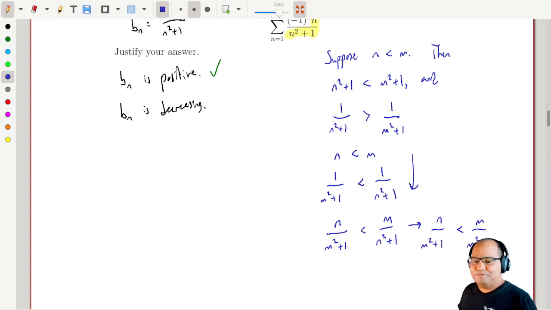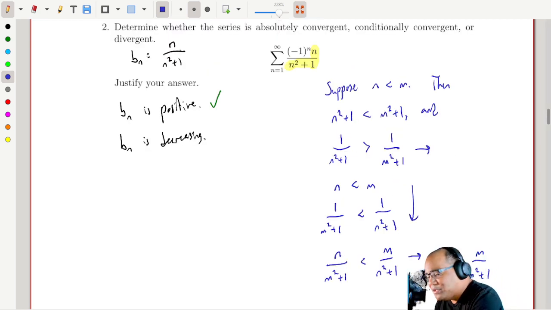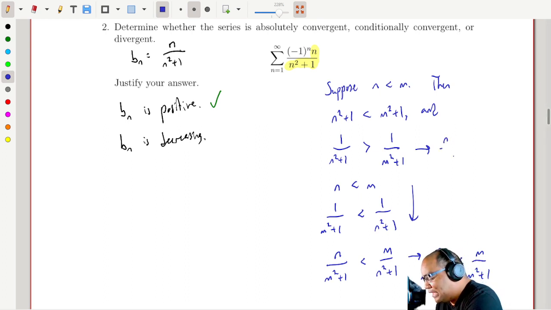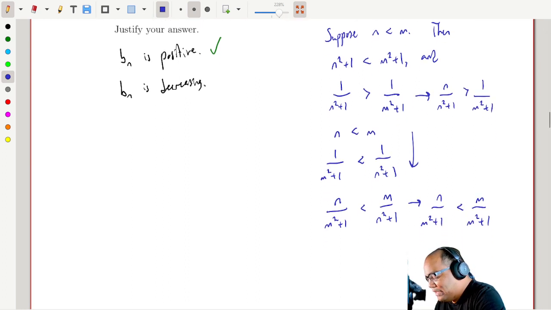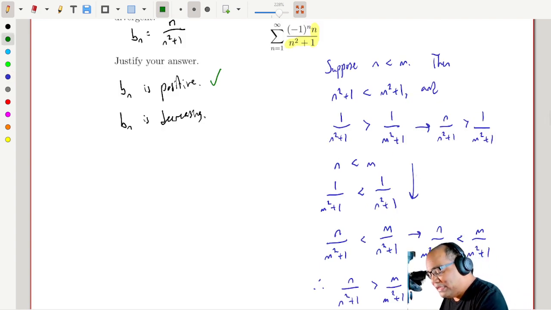Okay, and I can get a similar inequality here if I multiply by the inequality n is bigger than 1, because, well, the sum starts at 1 and n can only be 1 or larger. I obtain the following, that n over n squared plus 1 is bigger than 1 over m squared plus 1. And I can conclude that n over n squared plus 1 is bigger than m over n squared plus 1. Okay? And so, through all that reasoning, we have that Bn is decreasing.